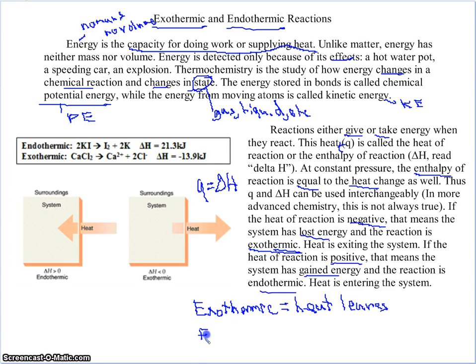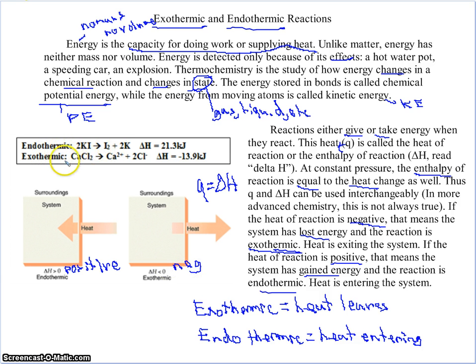Heat is entering. So endothermic equals heat entering. Endo, in, exo, exit, entering. Okay, what's this? So surrounding system, heat going in, that's endothermic, delta H is greater than 0, so that's positive. And then surrounding system heat going out, that's exothermic, delta H is less than 0, so that's negative.